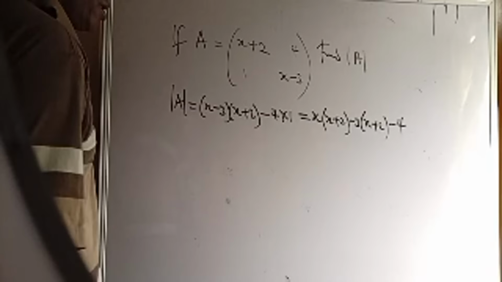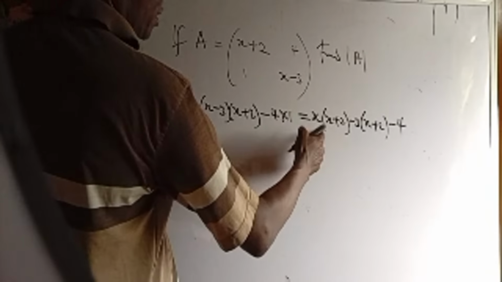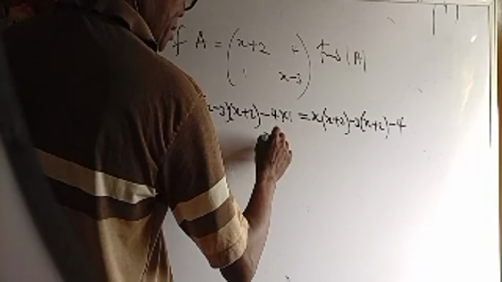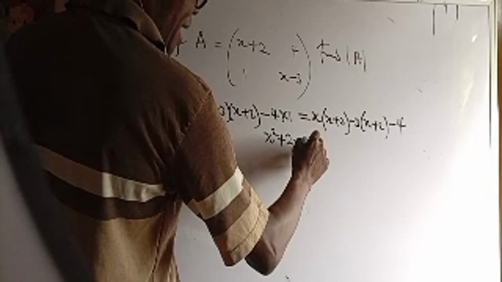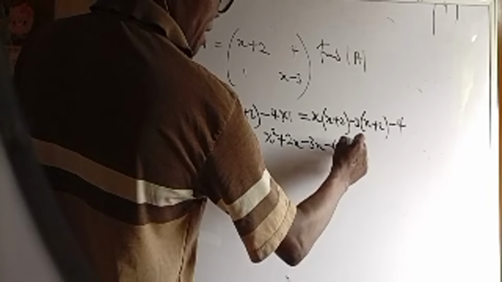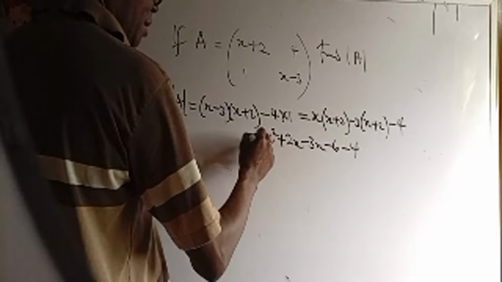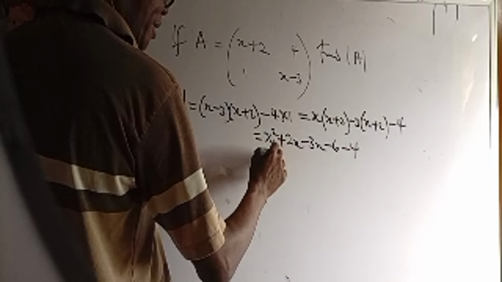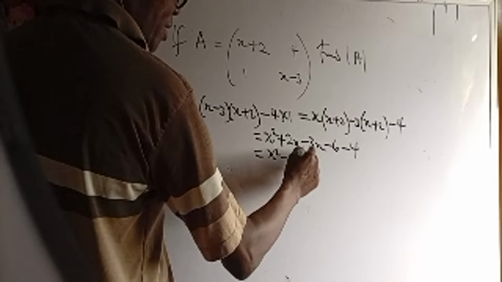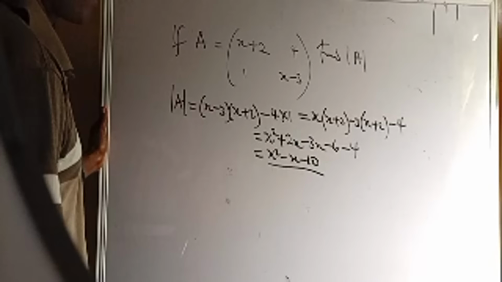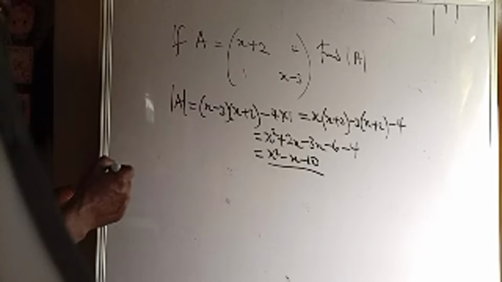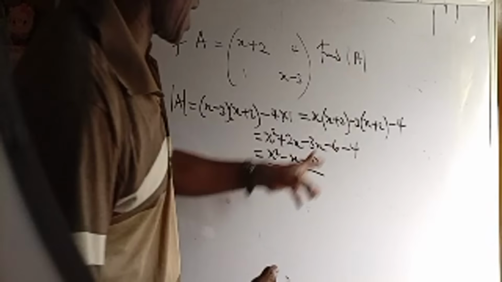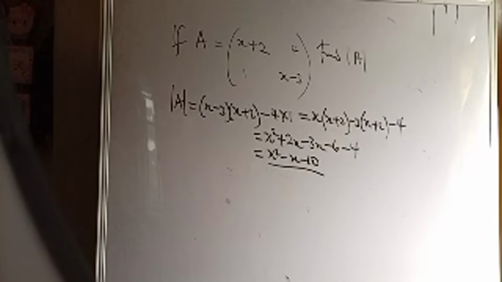Okay, so we have what? x squared plus 2x minus 3x minus 6 minus 4. All right, that gives x squared minus x minus 10. So the determinant of A in this case is x squared minus x minus 10.